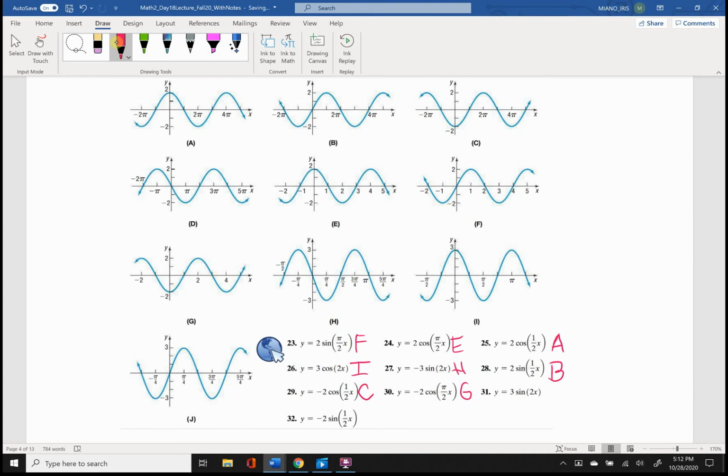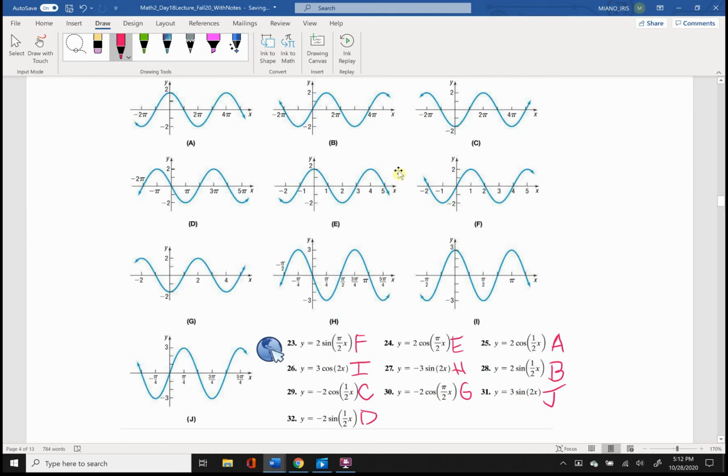All right, sinusoidal, so a sine function, amplitude of 3, period of pi, that is J. And then lastly, a sine that slopes down from the origin, amplitude of 2, period of 4 pi, that is very much D's graph.